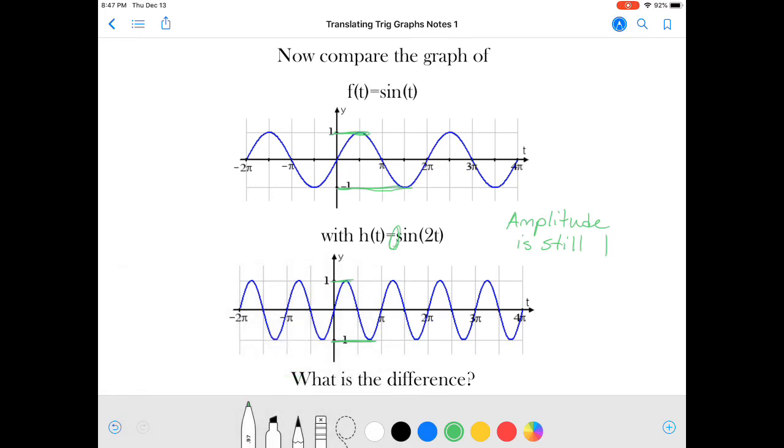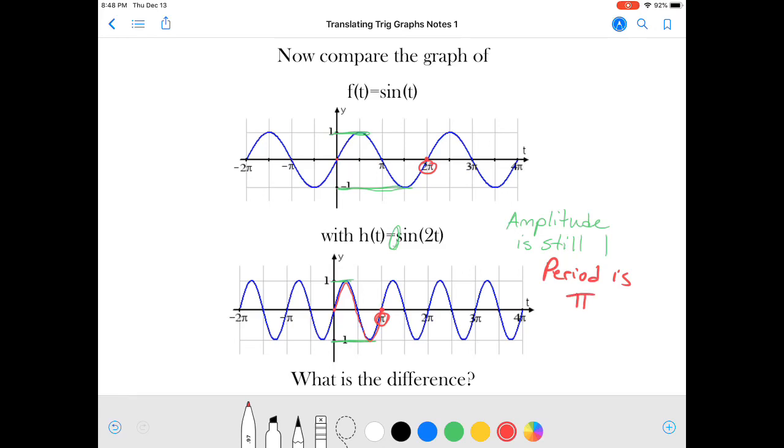So next, let's look at the period and see if that has changed at all. Remember, in our original sine graph, we go from 0 to 2 pi, and then the graph starts to repeat itself. In our new graph, where we have sine of 2t, our graph starts to repeat itself at pi. So our new period is pi.